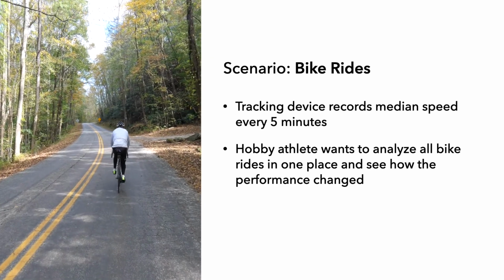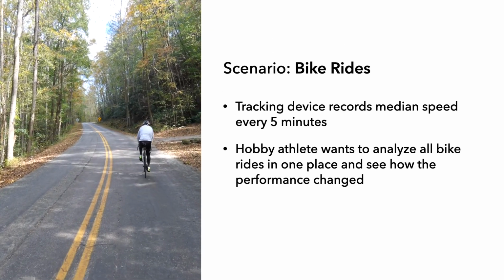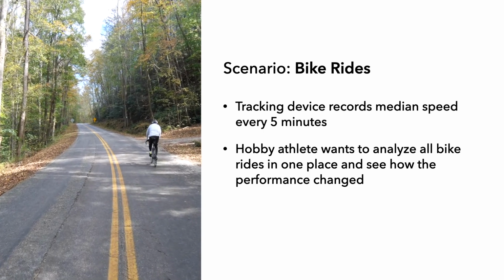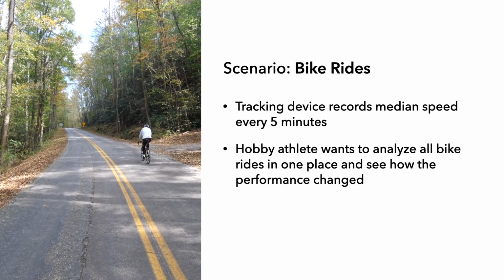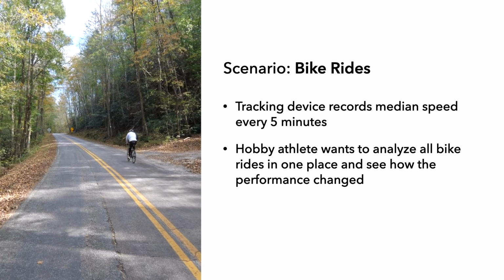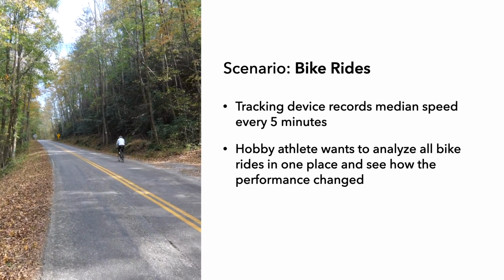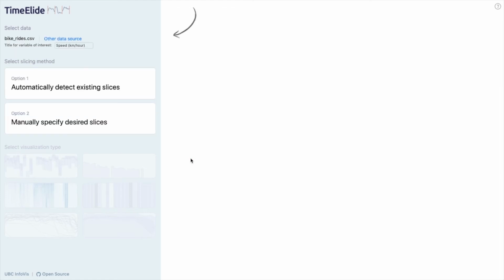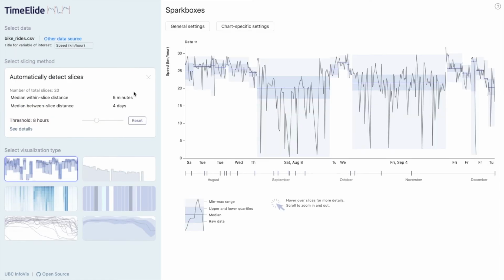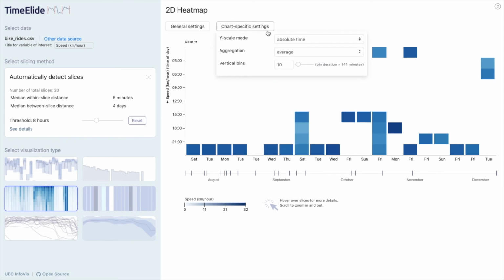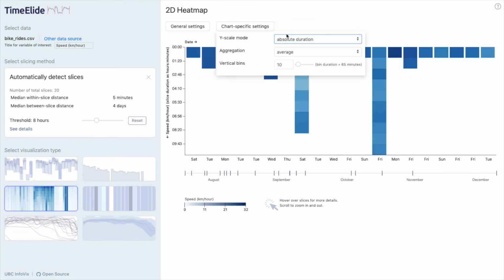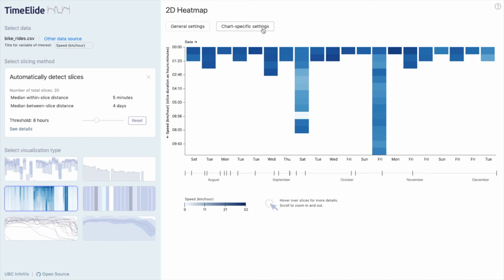The next scenario focuses on bike rides and uses data from a tracking device that records the median speed every 5 minutes. A hobby athlete wants to analyze all bike rides in one place and see how the performance changed. The user automatically detects existing slices and selects the 2D heat map. They also change the Y-scale mode to absolute duration and increase the number of bins. The user can see that most of the rides have been around 1 hour long, and there have been 2 longer day trips.